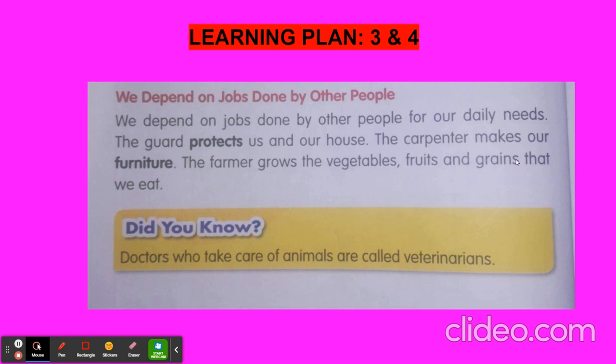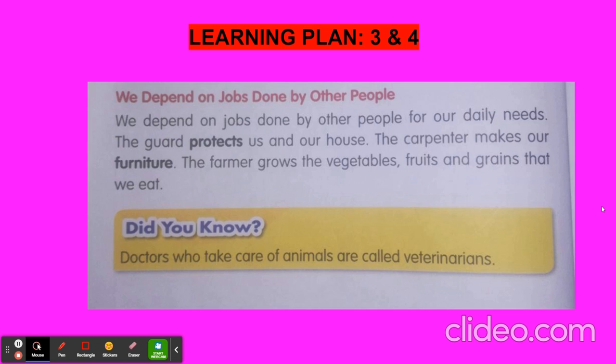It is there in the content book, page number 30 and 31. We depend on jobs done by other people for our daily needs. For example, as I said about the servant, the guard protects us and our house. The carpenter makes our furniture. The farmer grows the vegetables, fruits and grains that we eat.